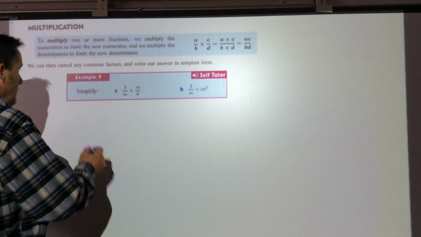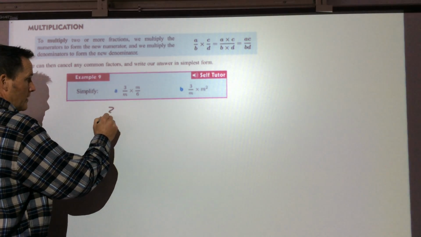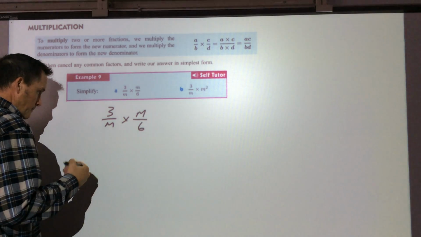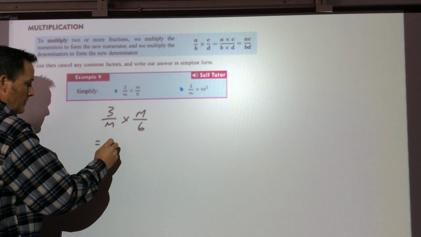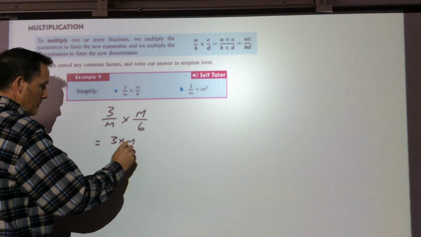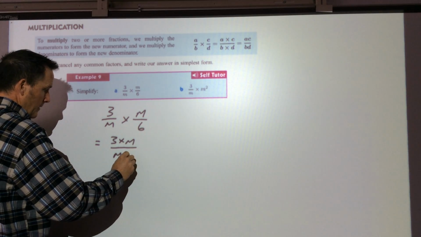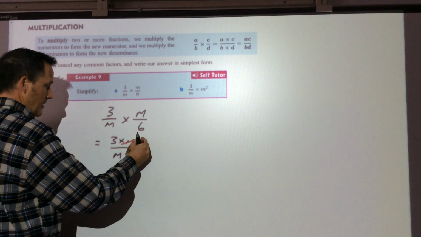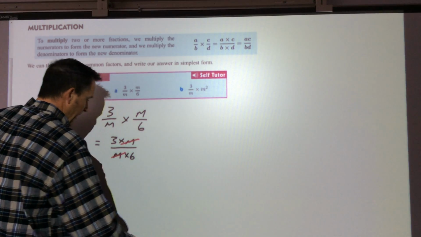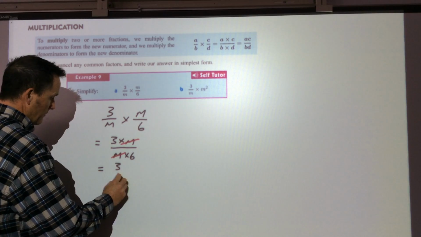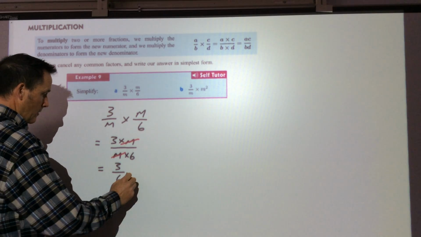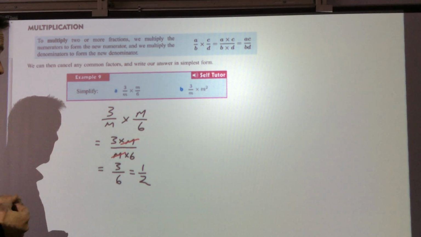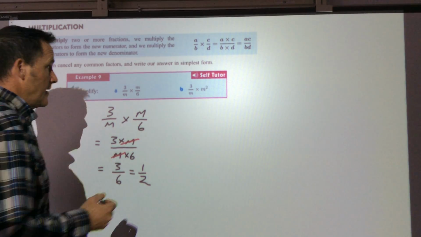So in the first example, we have 3 over m times m over 6, which can be seen as 3 times m over m times 6. Now that we have it set up like that, we see that the m's cancel. And that gives me 3 over 6, which as you all know is 1/2. So the beginning starts out pretty straightforward.